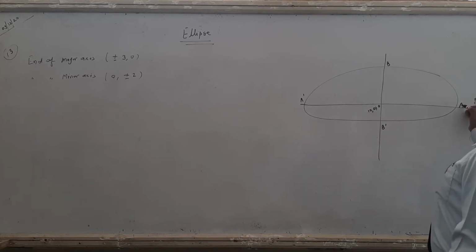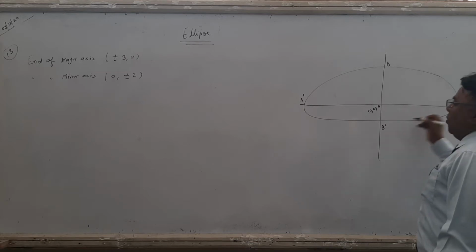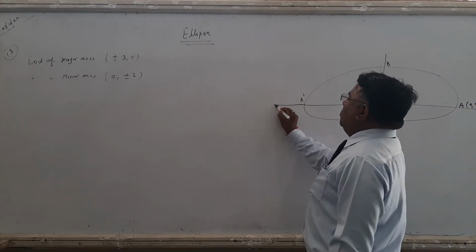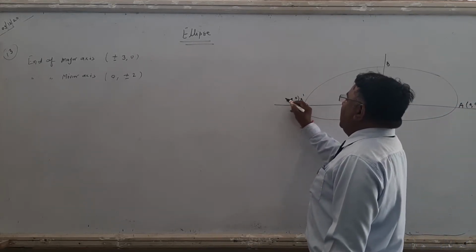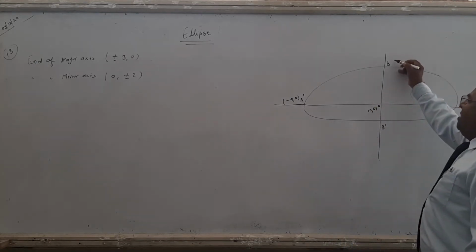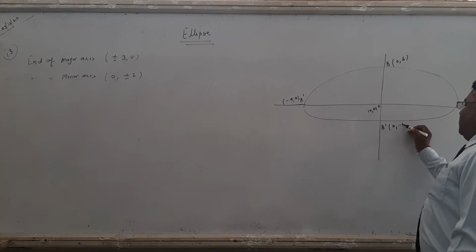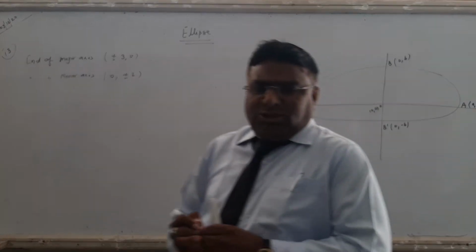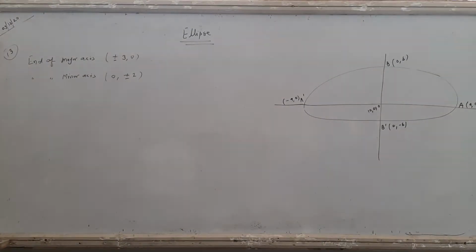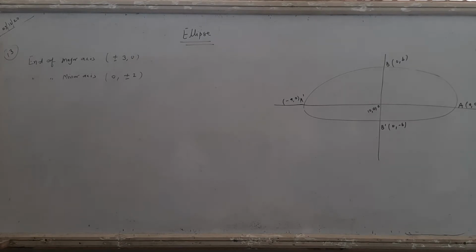You know, student, what are the vertices of A dash? (A, 0) and (minus A, 0). These are the vertices of the ellipse on the major axis. And (0, B) and (0, minus B). These are the vertices of the minor axis.